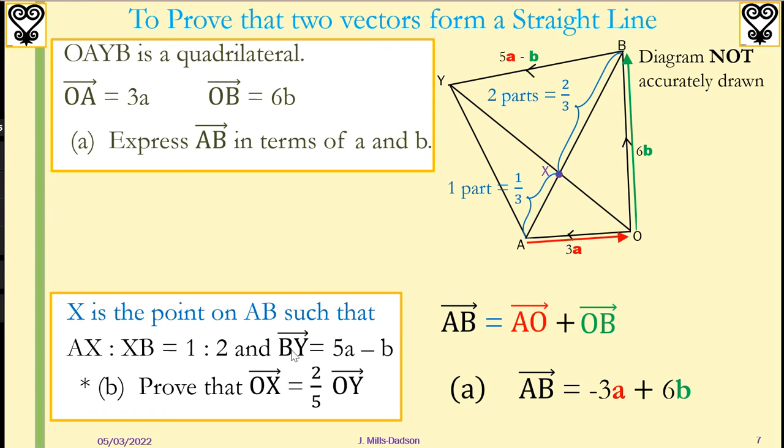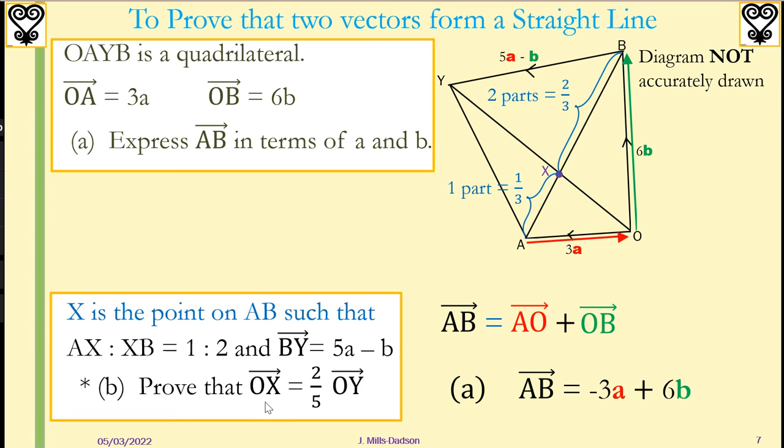Also, we have BY. BY is giving us 5A minus B, which is there already. We are supposed to prove that OX is equal to 2/5 of OY. Right. So now the first thing, as you can see, OY is definitely a straight line. So we're going to still use the same principle: one is a multiple of the other, and they share a common point, the same argument.